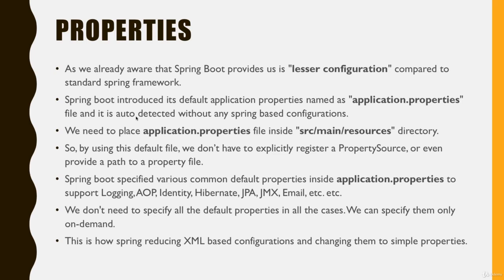So what properties does Spring Boot provide? There are a lot, according to the Spring ecosystem. For example, Spring Batch has specific properties. If you are using Spring Actuator, it has its own properties. If you are using JPA, it has its own properties. Tomcat has its own properties, Kafka, and all those things. The other major point is that we don't need to specify all the default properties in all cases. We can specify them only on demand. There is a default configuration for everything, and only if you want to override it do you need to put it.